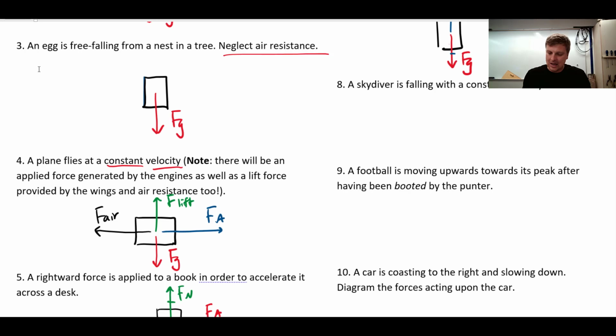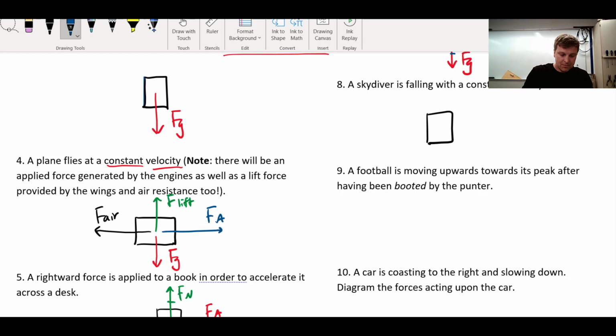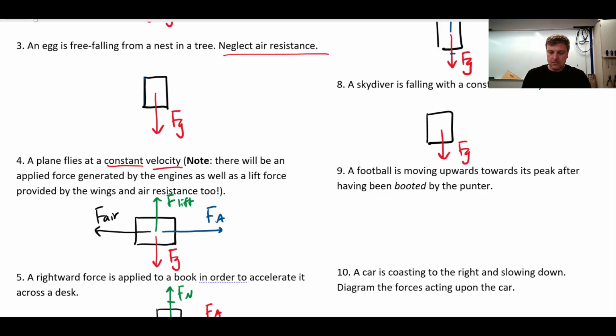And now we've got a skydiver falling with a constant velocity. So I'm not sure if you discussed this before, but if you jump out of a plane for whatever reason, you're going to have some gravity pulling down on you. And that's not a big surprise. But what might be a surprise is that as you fall, the faster you're moving, the more and more air is pushing against you.